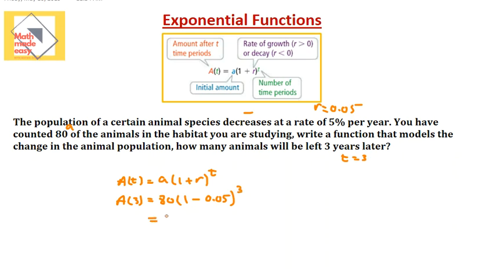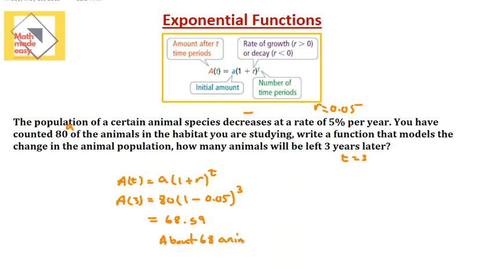Now just plug this into your calculator normally. You will get 68.59. This is how many animals will be left. However, when you write your answer, it cannot be a decimal because it's a number of animals. Then you're going to say about 68 animals.